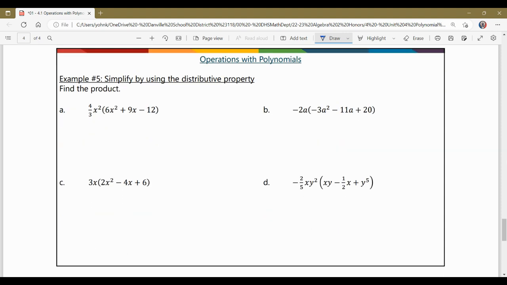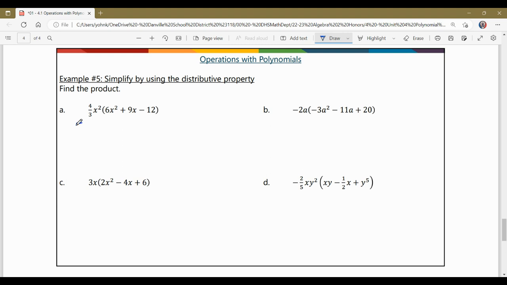Okay, let's use the distributive property. Find the product. We have a couple of different types of products. We'll do these first, which look an awful lot like the distributive property. You have something on the outside and a quantity on the inside, so you have to multiply. I recommend distributing and writing it out each time, but it's up to you if you want to write it or not.